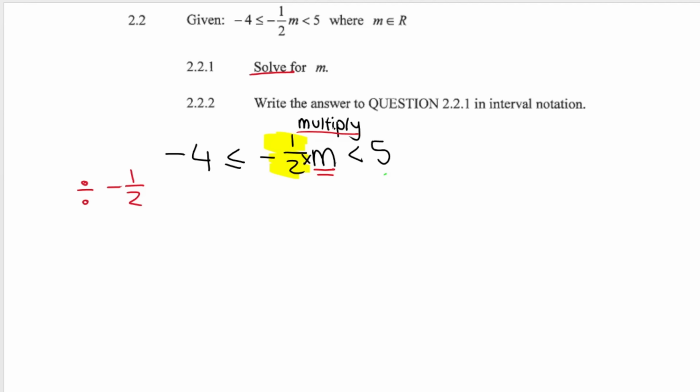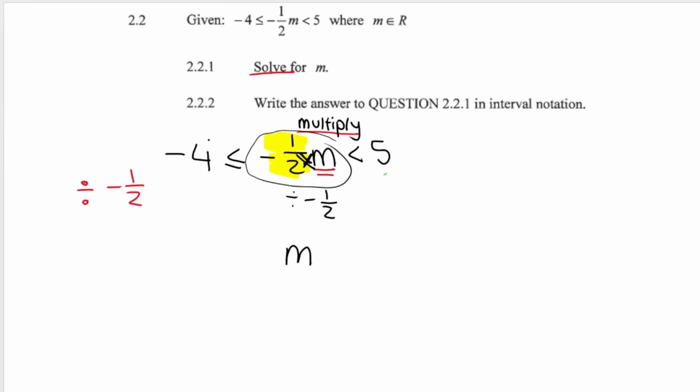So if I divide this middle piece over here, which is multiplied by negative a half, we're going to now divide it by negative a half. We will be getting rid of that negative a half by the m. We will just be left with m in the middle, because the opposite of times negative half is a divide by negative half. So the negative halves cancel.